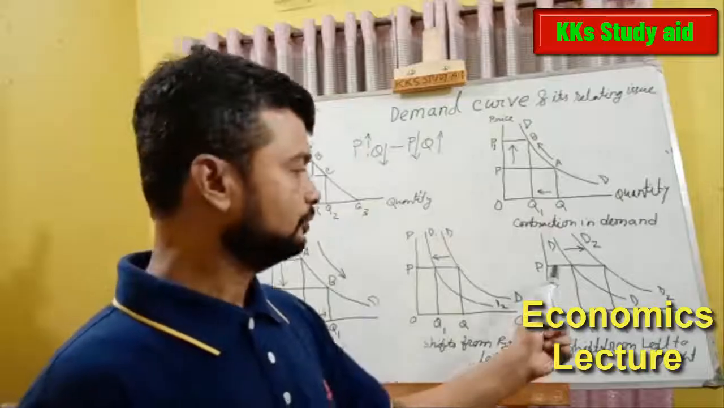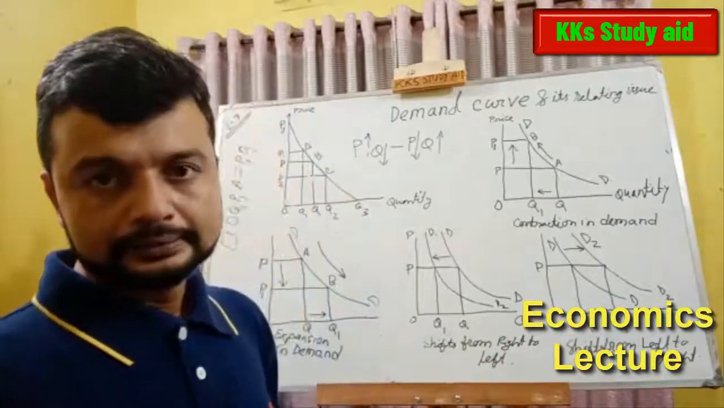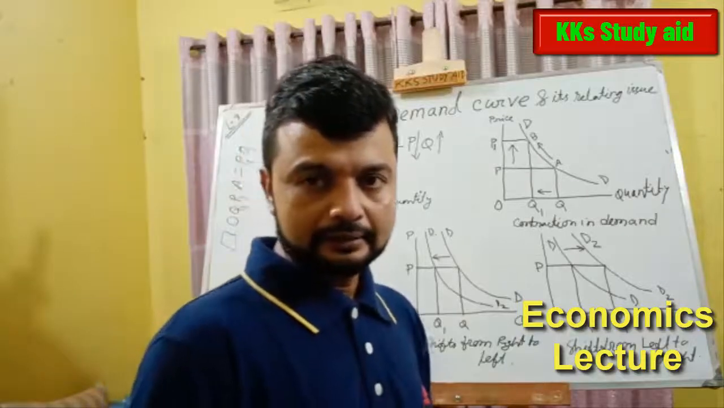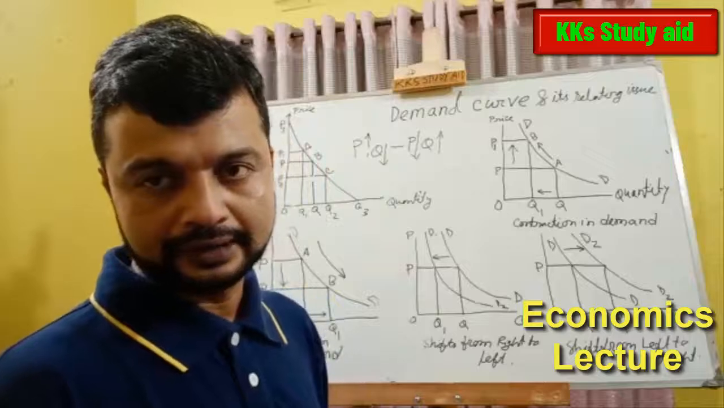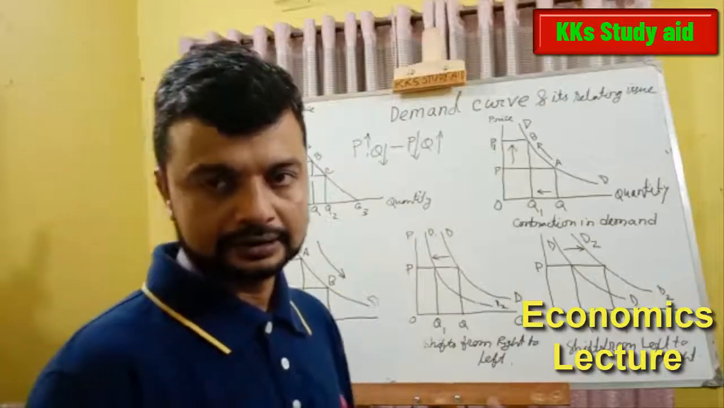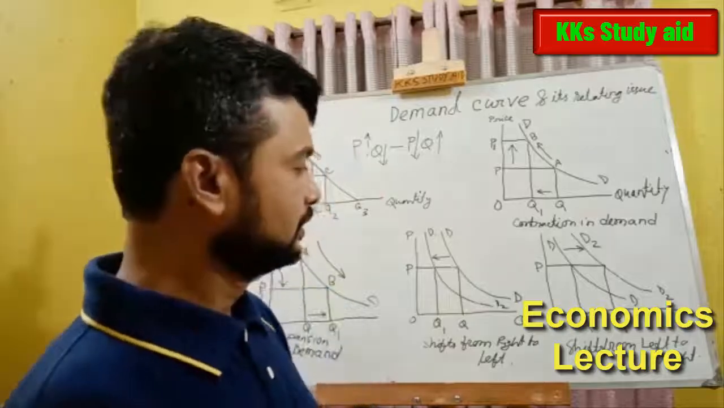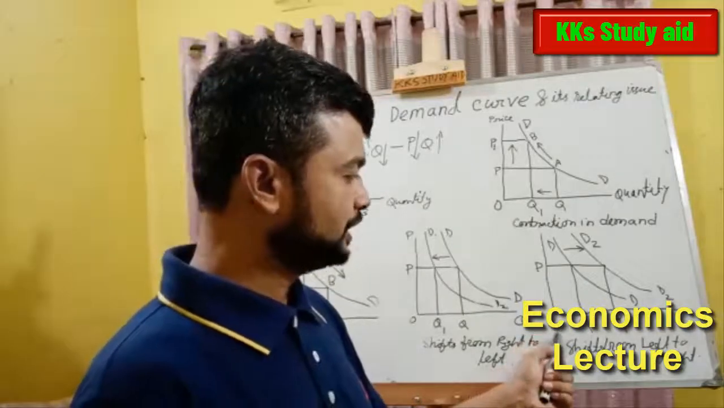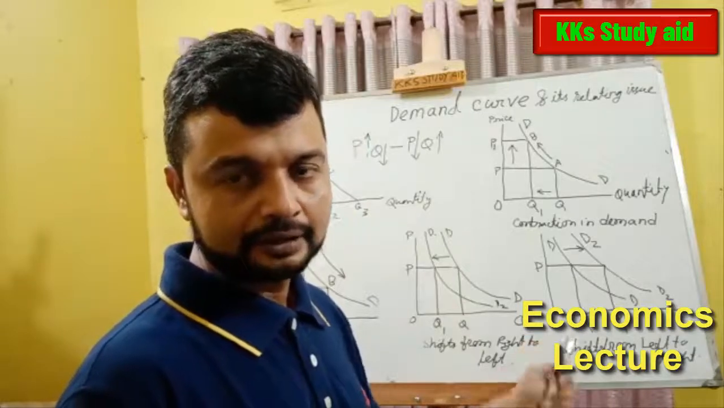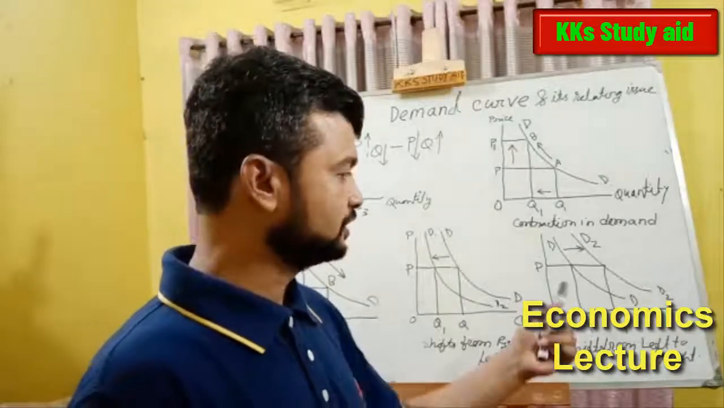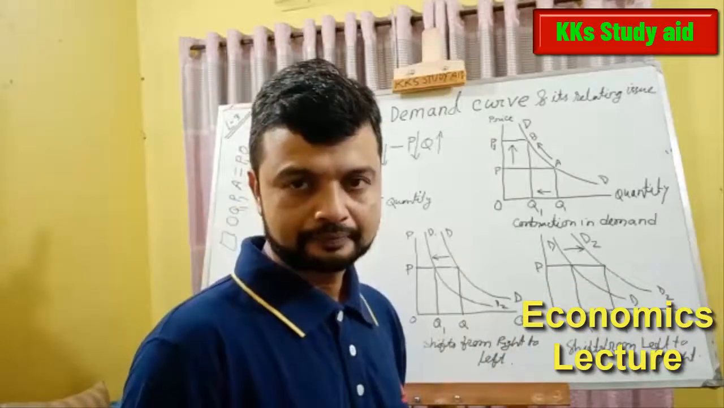On the other hand, this is the shift of the demand curve from left to right, when other things change positively in order to increase the demand of the commodity under consideration. There will be a positive change in the other things and there will be increased demand, which causes the demand curve to shift from left to right.